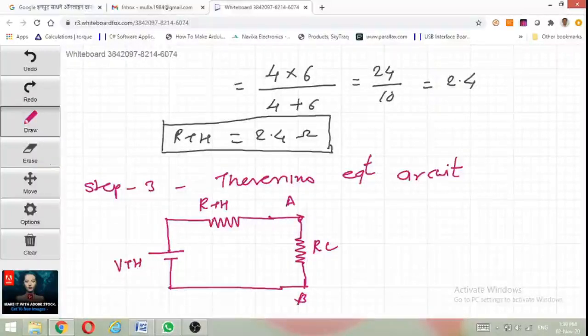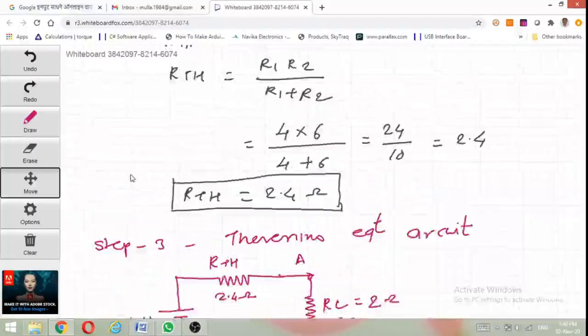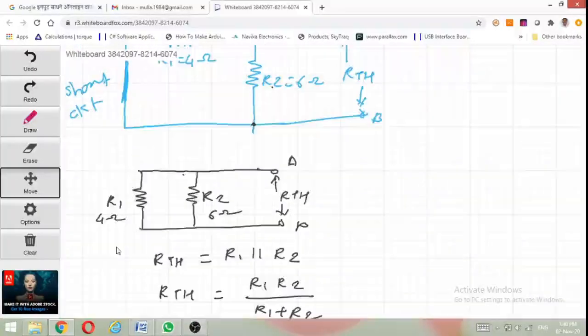The value of VTH by calculation is equal to 6 volt. The value of RTH by calculation is 2.4 ohm, and the value of load resistance RL is equal to 2 ohm. Okay, this is a Thevenin's equivalent. Okay, we will see these steps again.